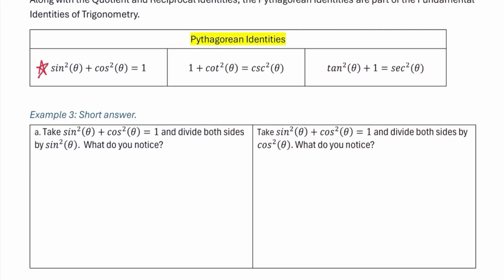Let's start with the original sine squared theta plus cosine squared theta equals 1. And let's divide both sides of the equation by sine squared theta. So we'll divide each term by sine squared theta.